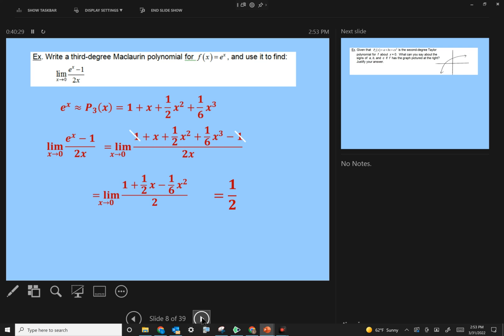Should that be a free response or a multiple choice? Really, part A would be like find the third degree polynomial for e to the x, and part B would be use it to evaluate the limit. That wouldn't be bad for an A and a B, would it? That's not bad, right? Yes.